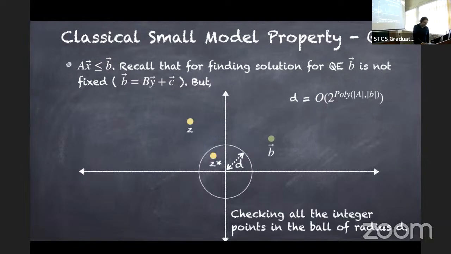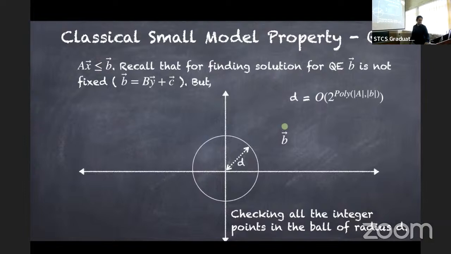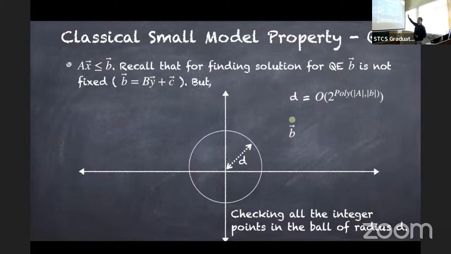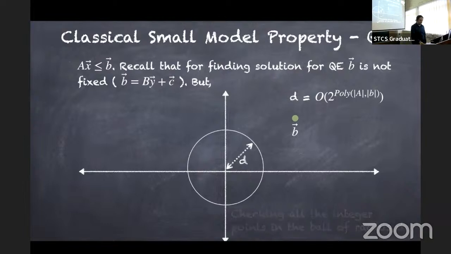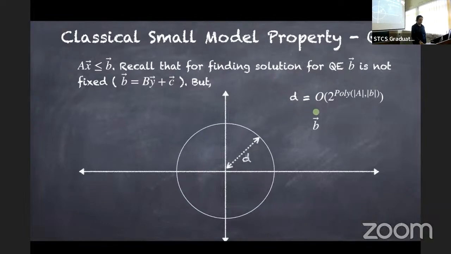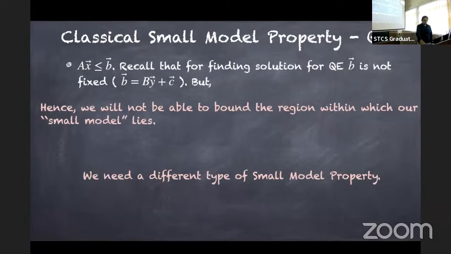Okay. So the moment you try to increase your b, this radius keeps on increasing, right? And now keep on doing this. Hence we will not be able to bound the region within which our small model lies. This is the reason that this classical small model property won't work for quantity. So we want something very different, and this is what we propose.